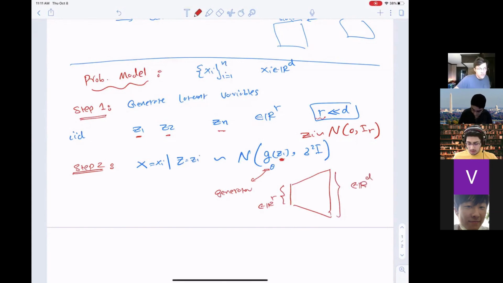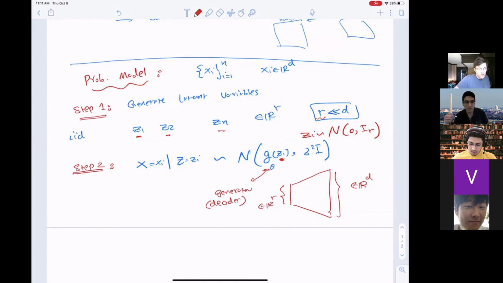in my data lives. All right, so that's basically the generator function, or sometimes it is called the decoder function as well, especially in the context of the VAE. All right, so that's it.